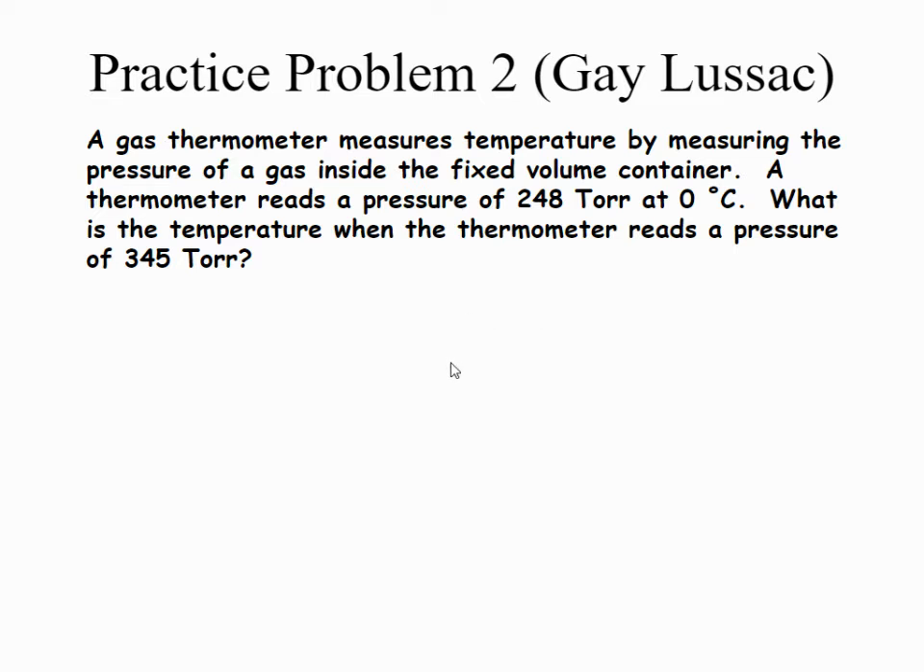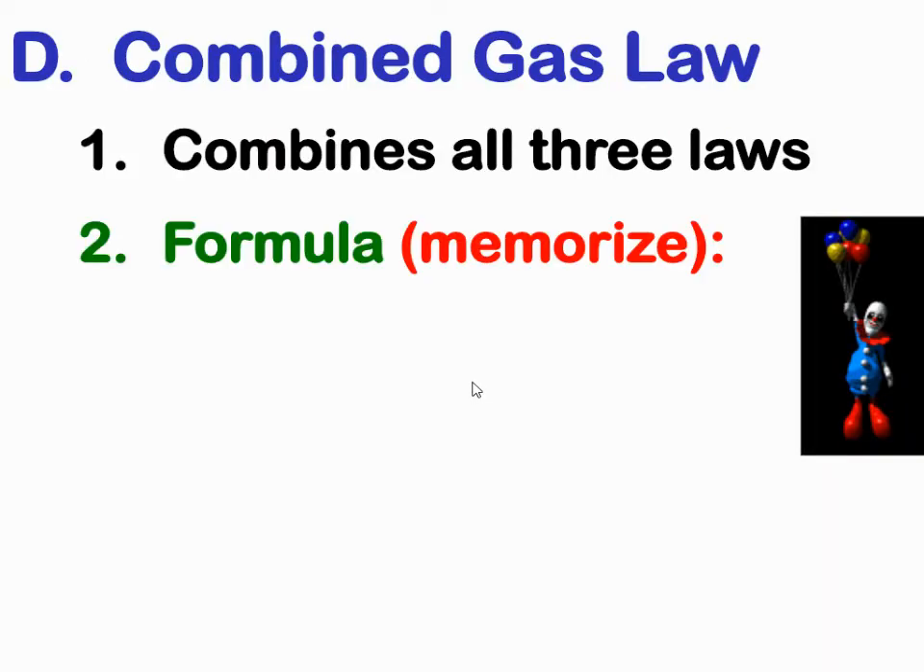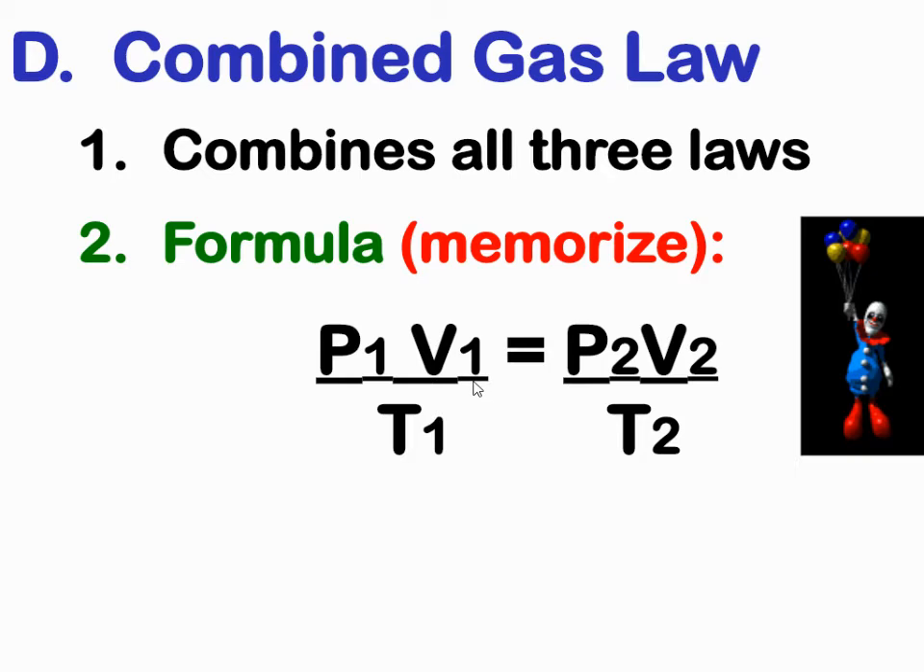All right, go ahead and stop it if you are ready to move on to the next thing. I'm going to move on to the combination of the gas laws. If you combine all 3 gas laws, you have this formula: pressure times volume over temperature equals pressure times volume over temperature.